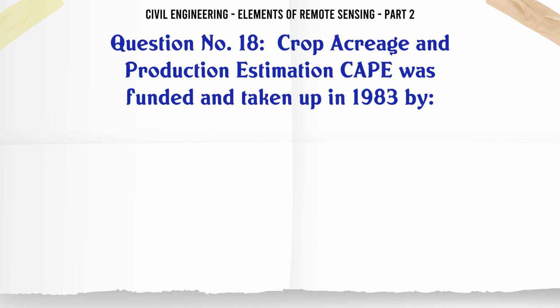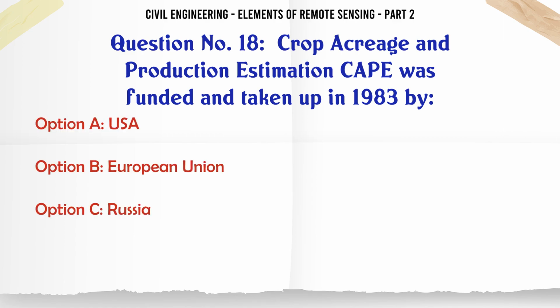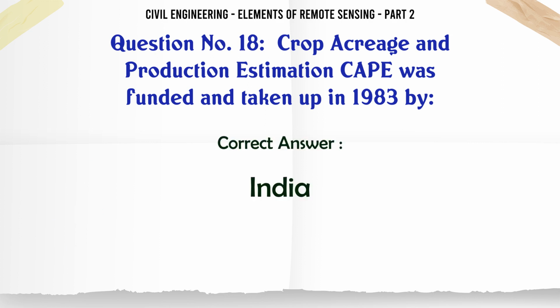Crop acreage and production estimation, CAPE, was funded and taken up in 1983 by A. USA, B. European Union, C. Russia, D. India. The correct answer is India.